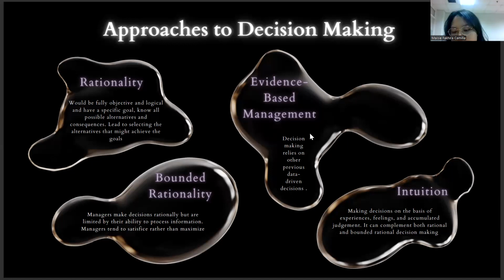And the third is intuition. Making decisions on the basis of experience, feelings, and accumulated judgment. It can complement both rational and bounded rational decision making. The fourth is evidence-based management. Decision making relies on previous data-driven decisions.